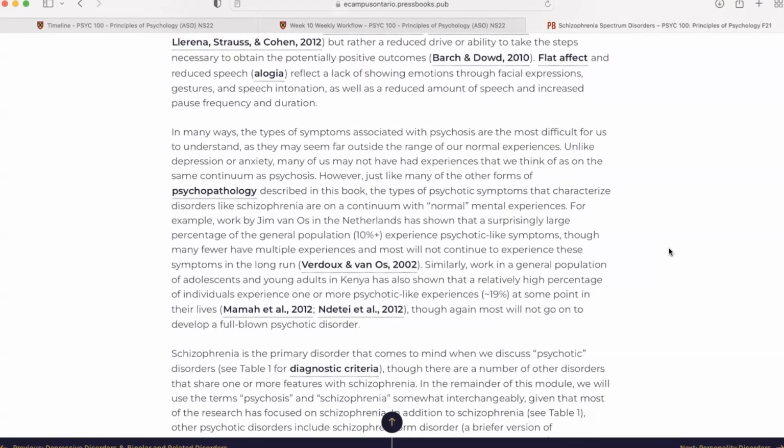In many ways, the types of symptoms associated with psychosis are the most difficult for us to understand, as they may seem far outside the range of our normal experiences. Unlike depression or anxiety, many of us may not have had experiences that we think of as on the same continuum as psychosis. However, just like many of the other forms of psychopathology described in this book, the types of psychotic symptoms that characterize disorders like schizophrenia are on the continuum with normal mental experiences.